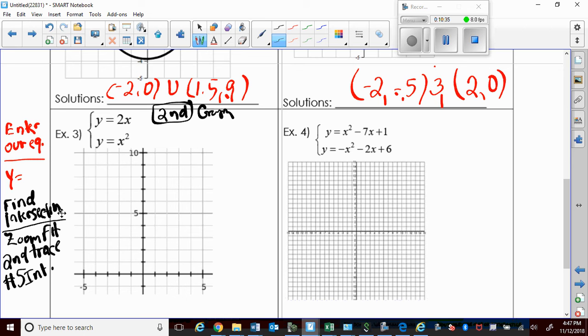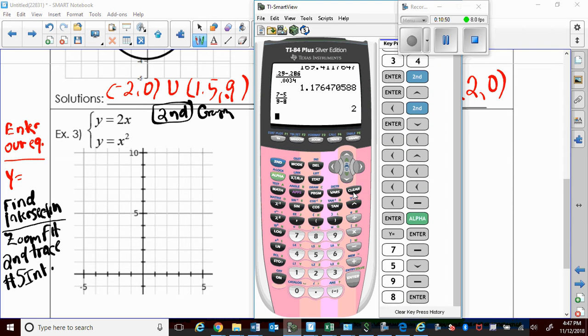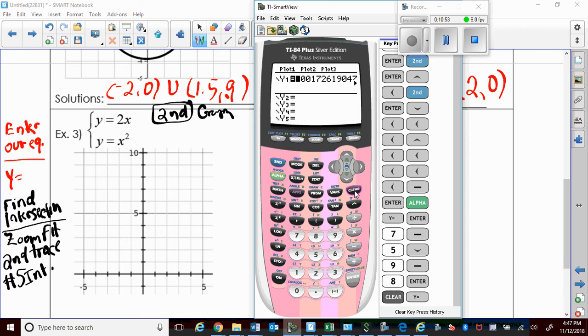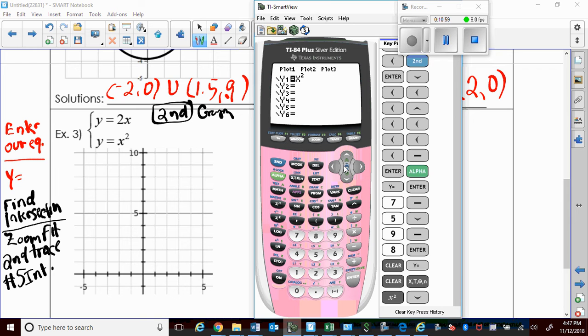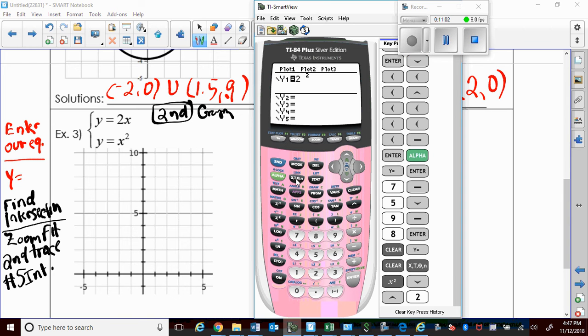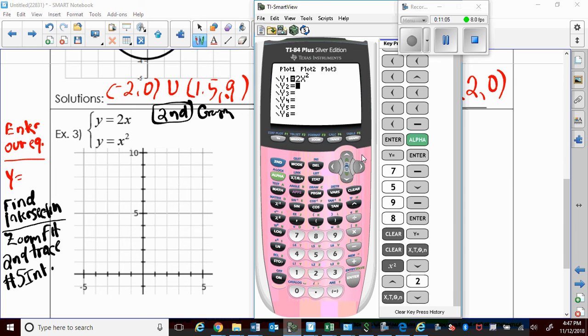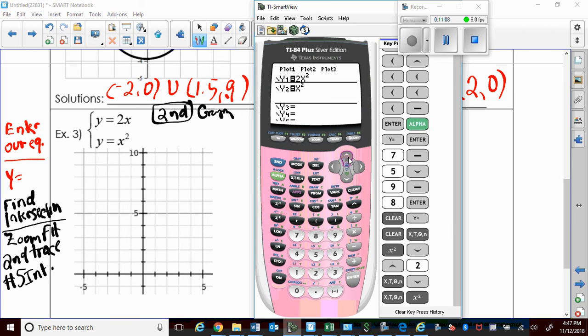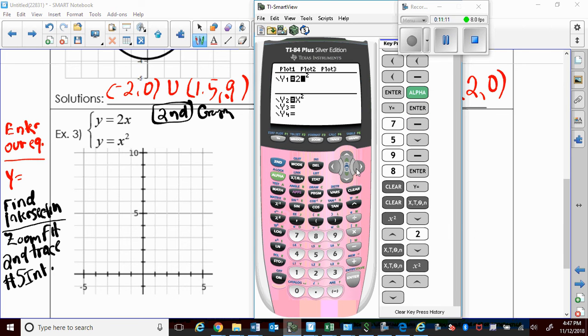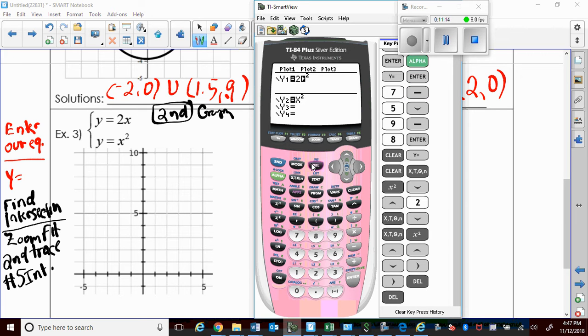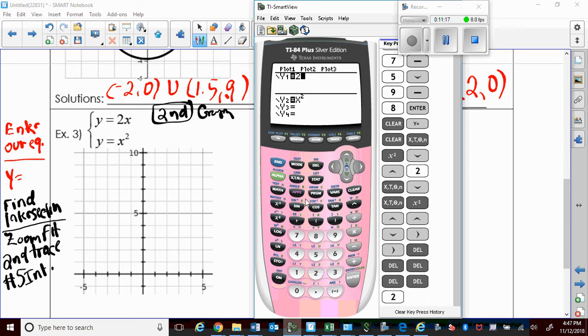So the first thing we want to do is grab our graphing calculators, right? And put these equations in. Okay, so I go to my graphing calculator, press clear, put my equation in, press clear again, x squared. Sorry, it's 2x first. 2x and x squared. So I'm going to go back up top and get rid of that squared. So I have 2x there.